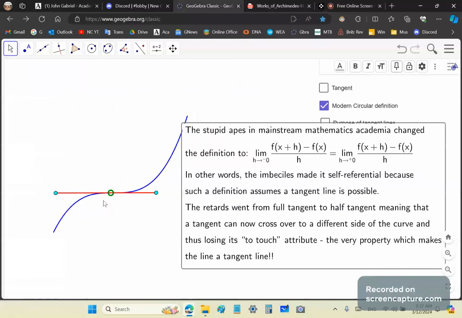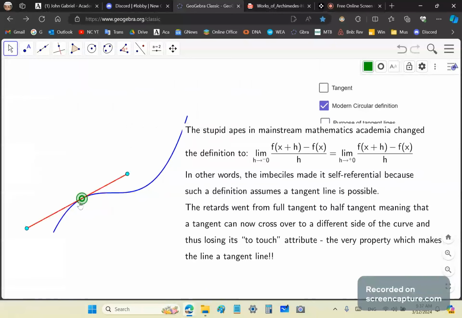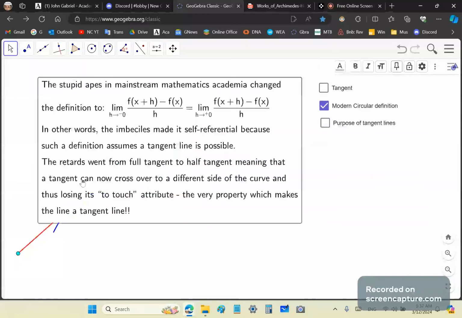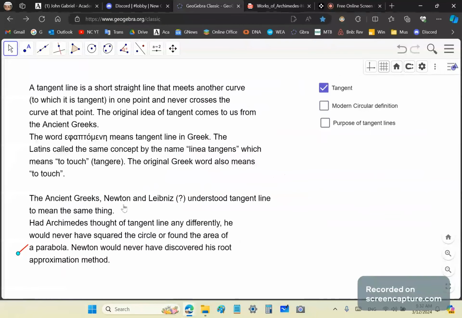To touch. It only touches. That's all it does. That's how it measures. I mean, if it crossed any point on this little section here, it wouldn't be smooth. The very property which makes a tangent line tangent is to touch. A tangent line is a short, straight line that meets another curve to which it is tangent in one point and never crosses the curve at that point.